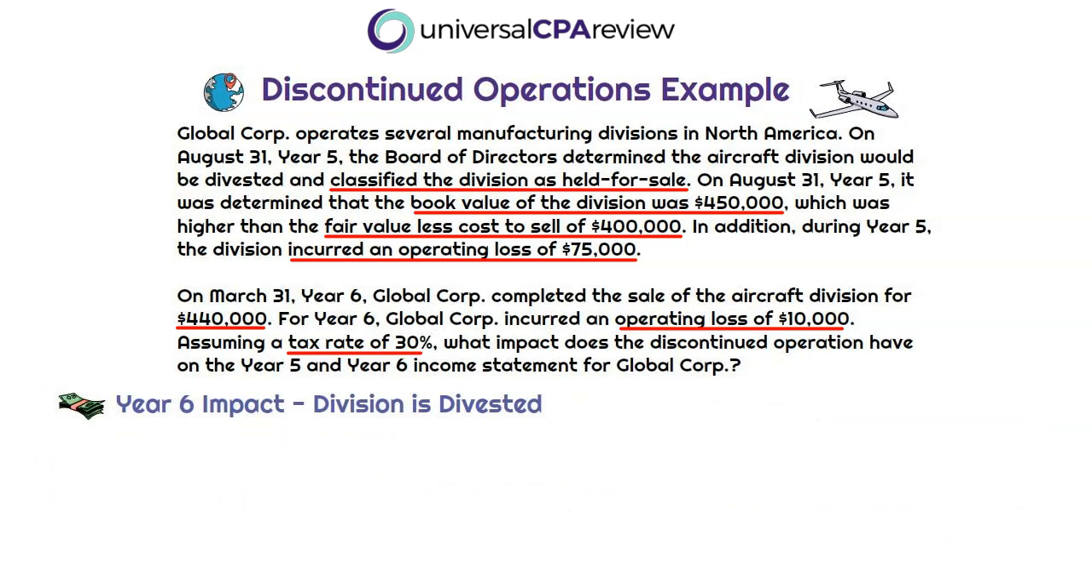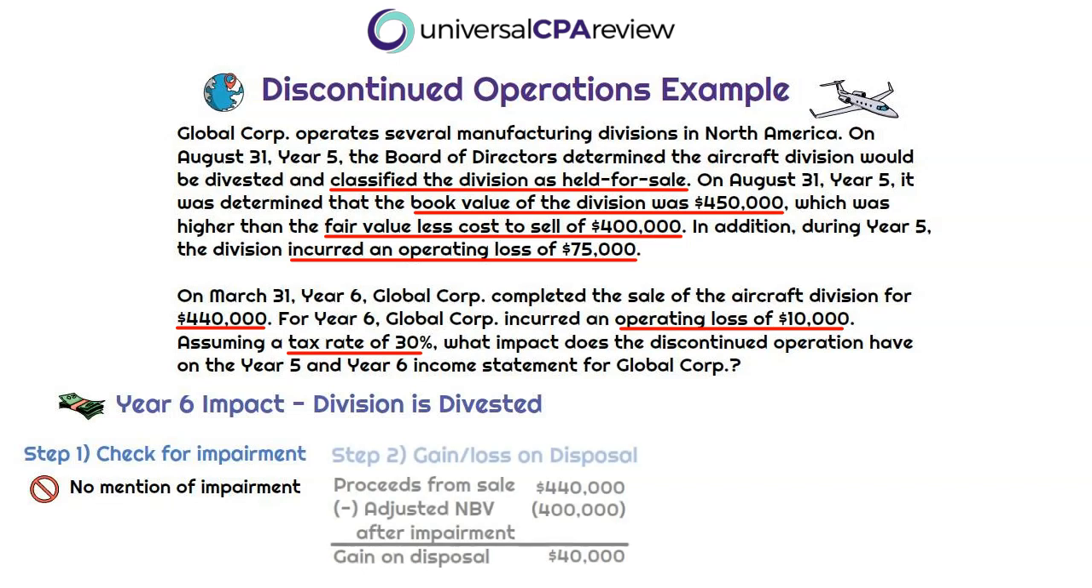Now in year 6, this is when the division is actually divested. So for step 1, right, impairment, well, we don't see anything about there being a new fair value less cost to sell, so we'll assume it's the same. And they actually had proceeds from sale of $440,000, right? So that is the calculation we need to do. So proceeds from sale are $440,000. That adjusted net book value after impairment, which would have been at December 31st, year 5, well, that's now $400,000, right? It's not the $450,000 we had back in August. It's been adjusted for impairment. The gain on disposal would be $40,000, right? So they actually disposed of it for a gain.